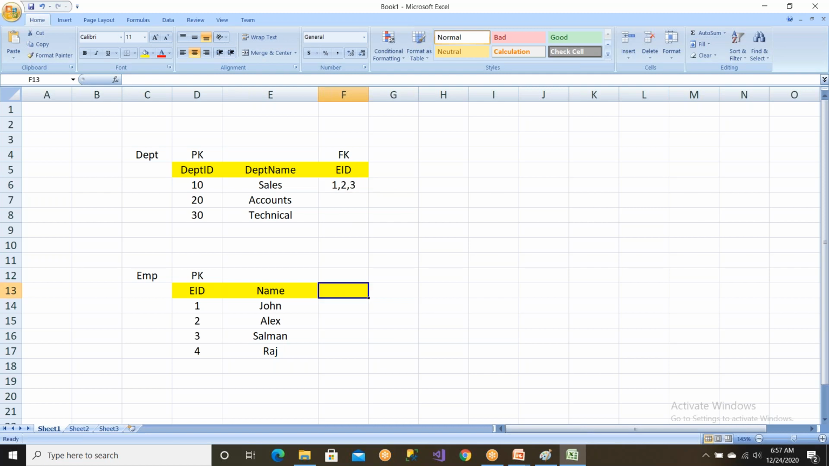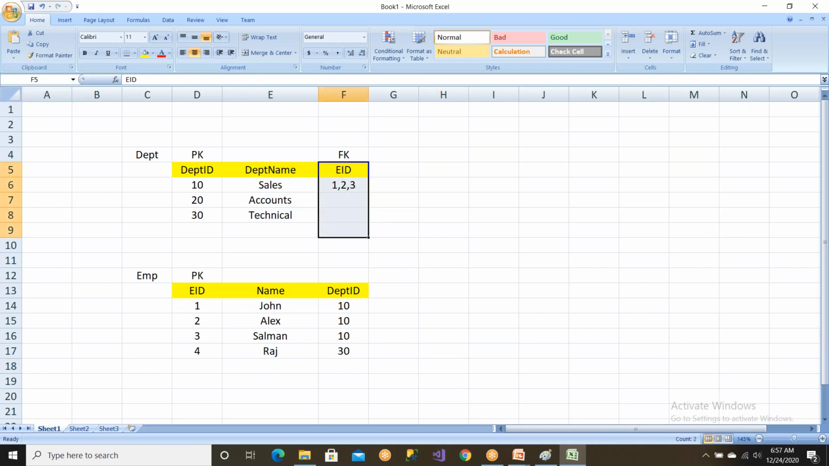So instead of creating like this, the better way is that you create it like this, with department ID. So John is working in department number 10. So this is the clear thing. Alex is also working, even Salman is also working, and Raj is working for department number three. So this will give you a better design than this kind of design.